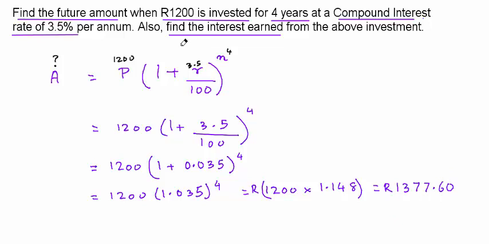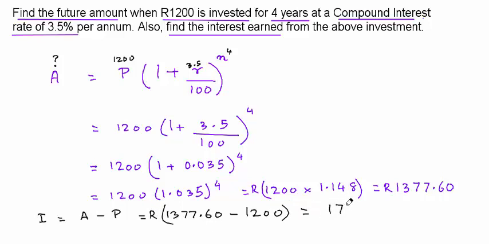And now there's a second part to the question that wants us to find the interest earned. Now the interest is nothing but the future amount minus the initial amount invested. The extra amount that you earn is the interest, right? So this is going to be equal to 1377.6 minus the amount invested, which was 1200. That many Rand. So this is going to be equal to 177.6 Rand.